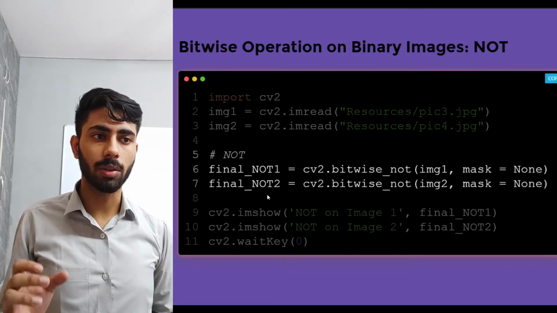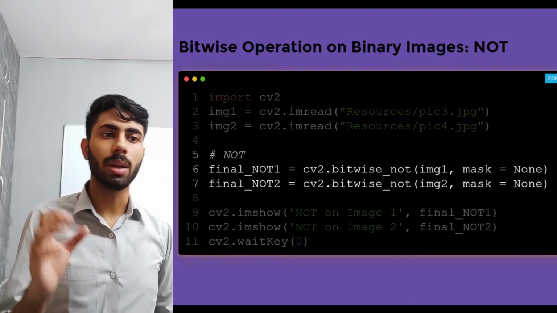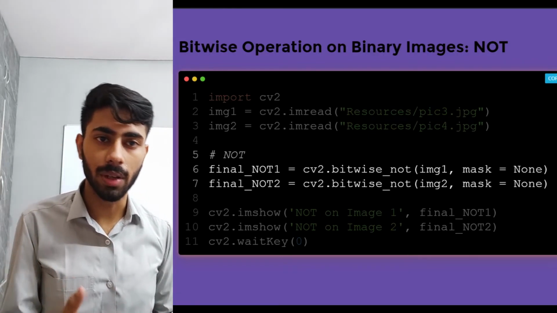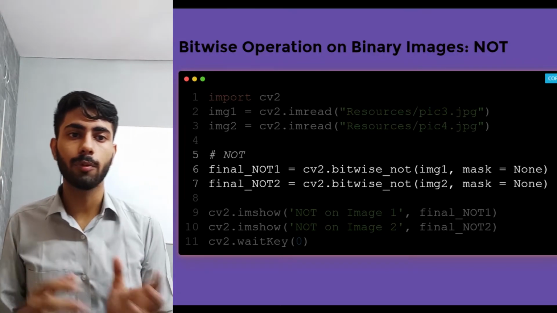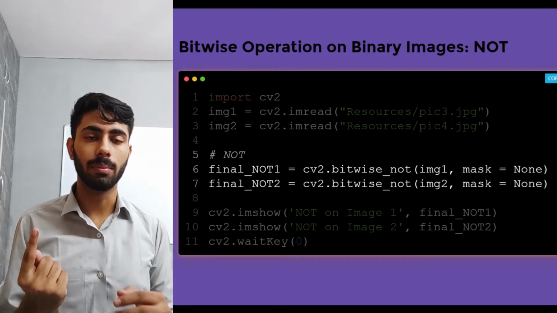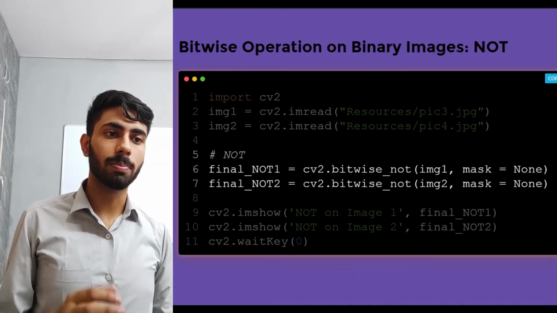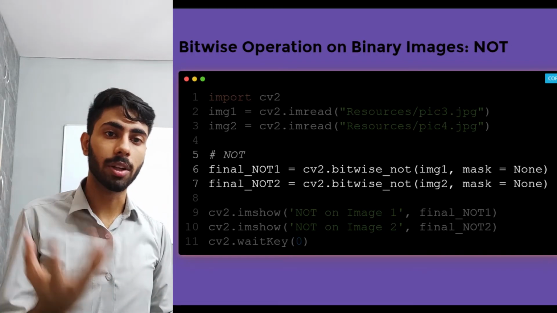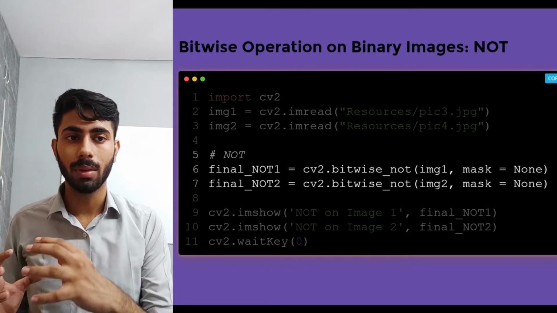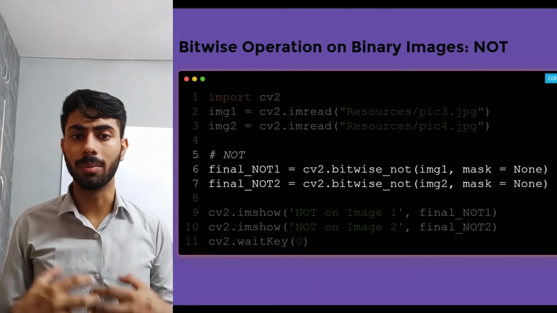Here I'm going to get two outputs, because on each image I am going to perform the NOT operation. On image number 1, I am going to use the method bitwise NOT, and I am passing image number 1 and storing the final output inside final NOT 1. This is my first output image, that is the NOT operation performed on image number 1. After that, I will use the bitwise NOT operation on image number 2, and I will store the final output inside the final underscore NOT 2. This final underscore NOT 2 is basically the NOT operation performed on image number 2.